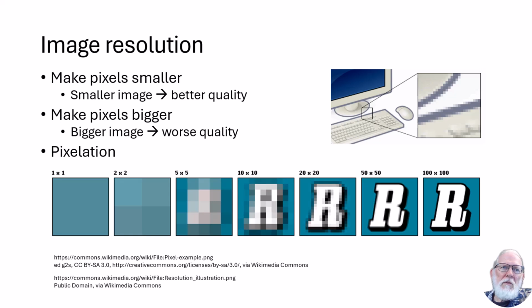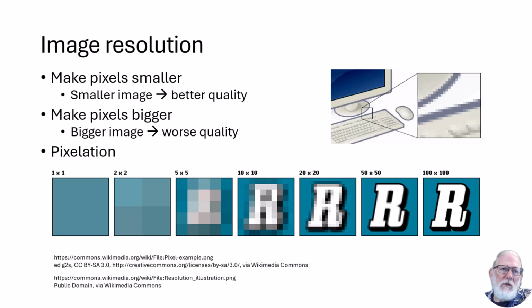And lastly, we'll talk briefly about image resolution. The idea here is the size of the pixel, or how many pixels there are in a certain space, will determine how good the image is. Look at this in a couple different ways. If we keep the same number of pixels, but make the pixels smaller, then we will have a smaller image. Because the pixels take up less space, they'll be closer together. And that will appear to be a better quality image.